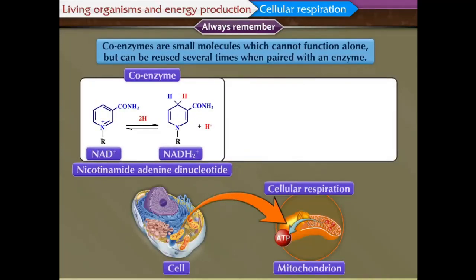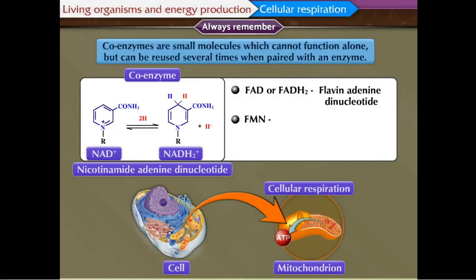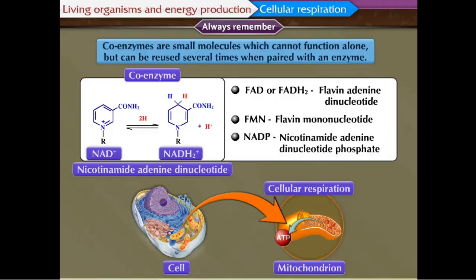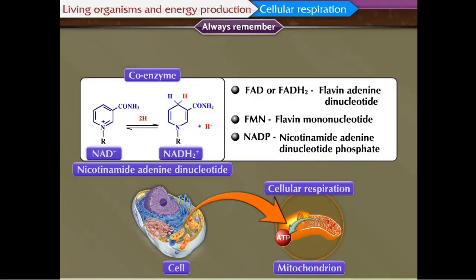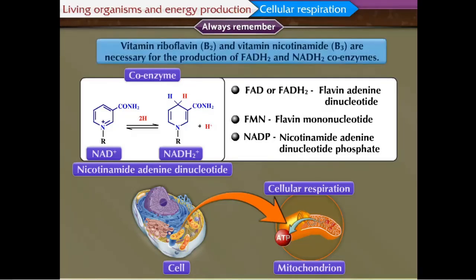Some other coenzymes are FAD or FADH2, that is, flavin adenine dinucleotide, FMN, that is, flavin mononucleotide, and NADP, that is, nicotinamide adenine dinucleotide phosphate. Vitamin riboflavin, that is B2, and vitamin nicotinamide, that is B3, are necessary for the production of FADH2 and NADH2 coenzymes. Come, let us proceed to learn about the second step in cellular respiration, that is, the Krebs cycle.